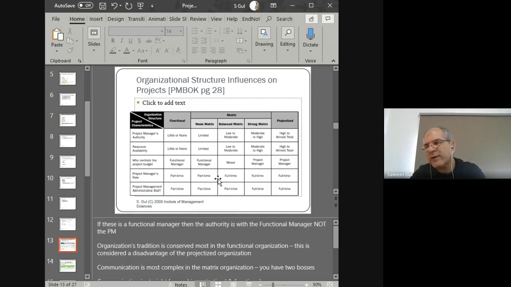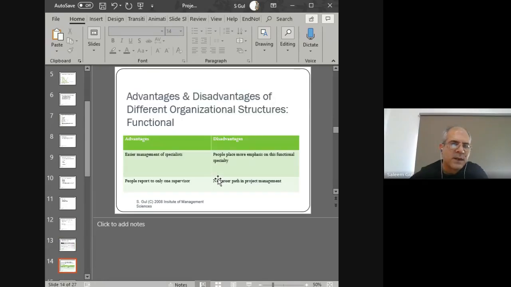Which one is the most frequently used hierarchy nowadays in projects? Well, that's the matrix or the balanced matrix hierarchy. More than 90% of the projects worldwide follow the matrix hierarchy. You know, each of them has their own problems and issues associated with them, and the advantages and disadvantages are there.